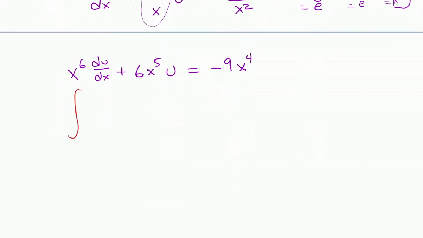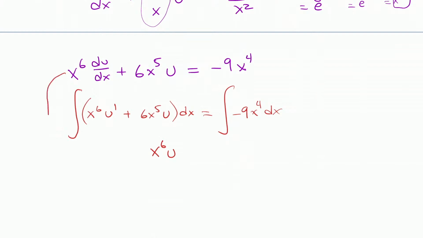So here's how this actually works. X to the 6th u prime plus 6x to the 5th u dx. And this negative 9x to the 4th dx. So the whole point of the integration with the integrating factor is that this will be the product rule. And you can kind of see here, x to the 6th times the derivative of this thing, and then this is the derivative of x to the 6th times the thing there. So that when you do the antiderivative, you just get x to the 6th times u.